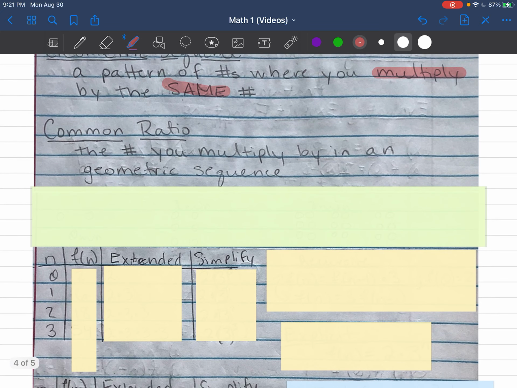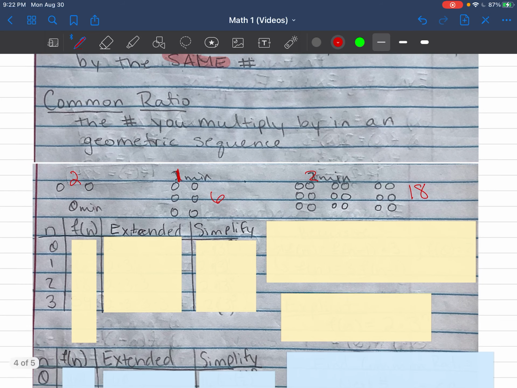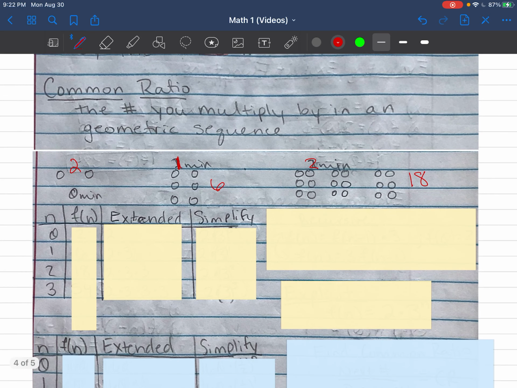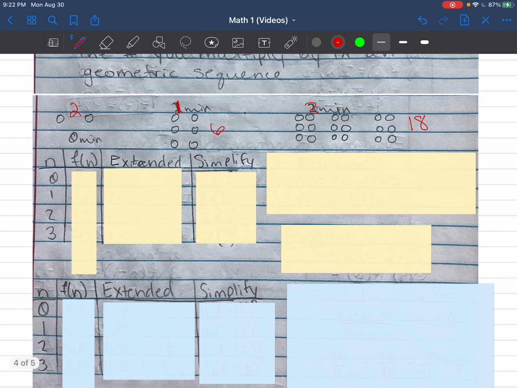So let's look at an example here. Let's say at 0 minutes we have 2 dots. At 1 minute we have 6 dots. At 2 minutes we have 18 dots. I can count fast. So make sure you write this out too. All right, anything that's here, you got to write. So we're going to write our expanded out table here with n, f of n, extended and simplified.